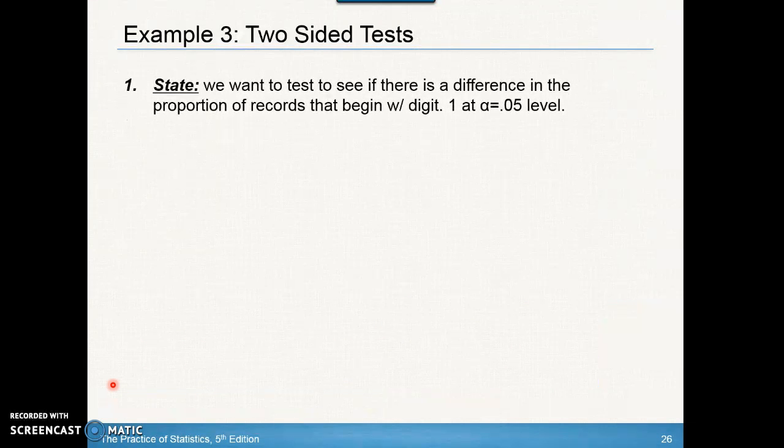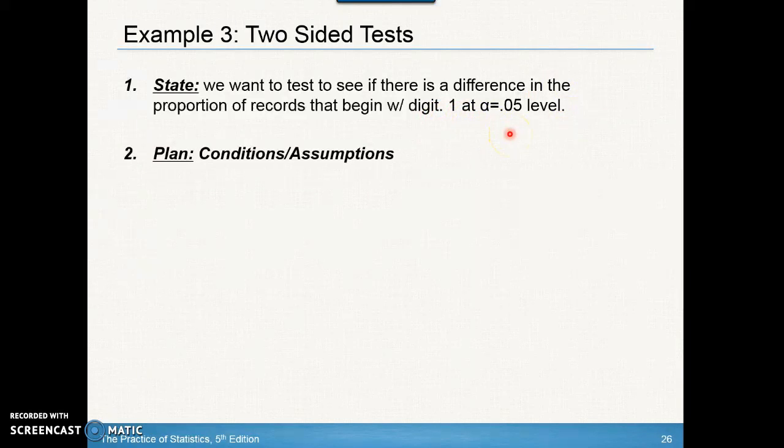All right, so let's set this up with our 7 steps. Hopefully you've got those 7 steps down by now. Remember, your stating is basically just rewording the question. We want to see if there's a difference in the proportion of records that begin with the digit 1 at the alpha equals 0.05 level.